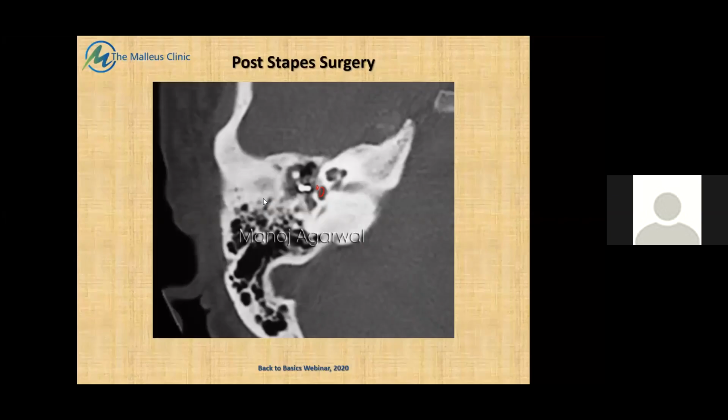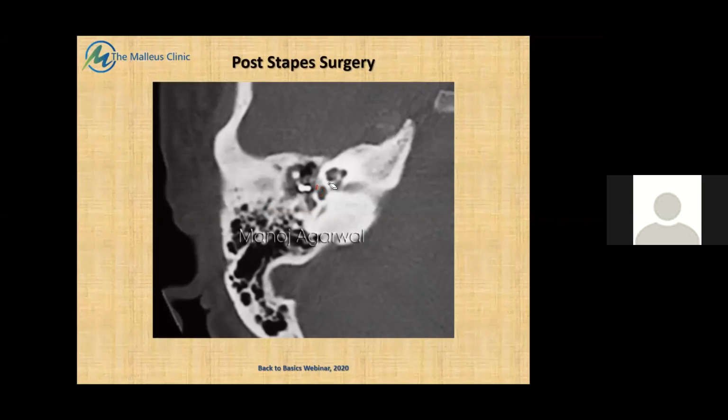the piston should have been partly inside the vestibule, but since we can see this hypointense shadow here, it clearly indicates that the piston has lateralized, as a result of which the patient has developed a perilymph fistula. This iso-intense shadow that you see here is because of the perilymph fluid coming out into the middle ear cavity, and the patient has developed a perilymph fistula, which is making the patient vertiginous.